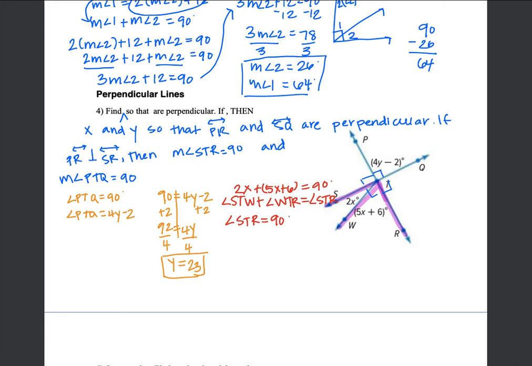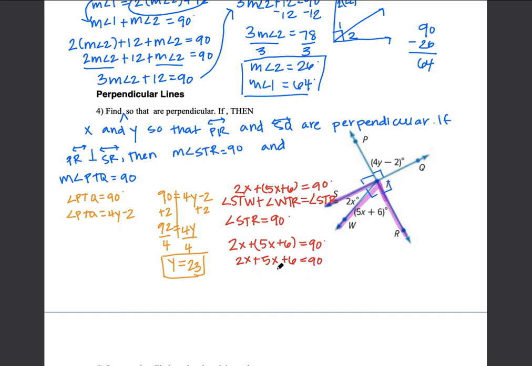Okay? So I should actually write this down here. So I have 2x plus 5x plus 6. All of that is equal to 90 degrees. Right? Because I have this 2x, I have this 5x plus 6, and the whole angle equals 90 degrees. Okay, now I'm just solving for x. That's what I'm trying to find. I'm trying to find x and y. So I can just drop the parentheses. I have 2x plus 5x plus 6 is equal to 90.